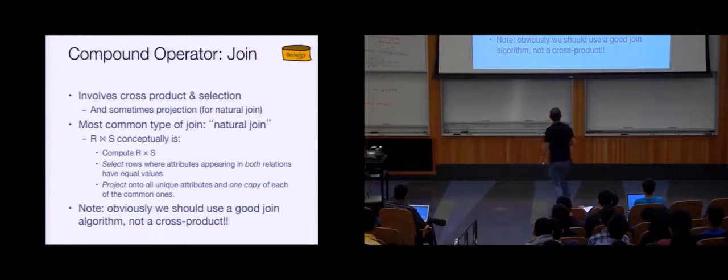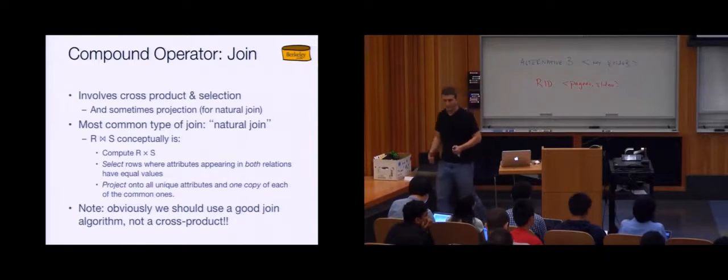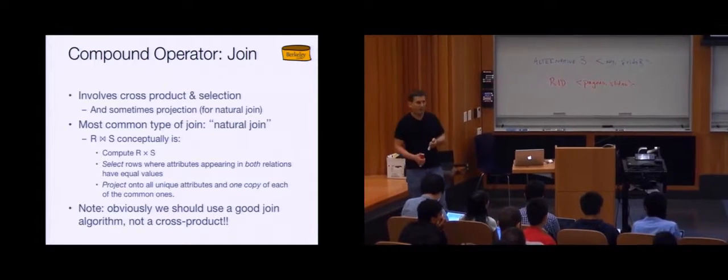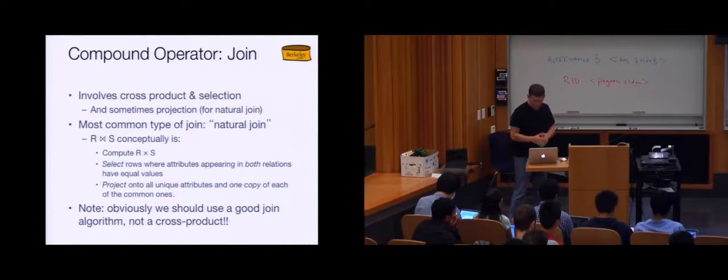All right. This is a stupid algorithm because you form the full cross product before you do the selection. We'd much prefer to do hash join, right? This is an equality join. So we should do hash join or sort merge join or index nested loops join or something. This is just a sketch.